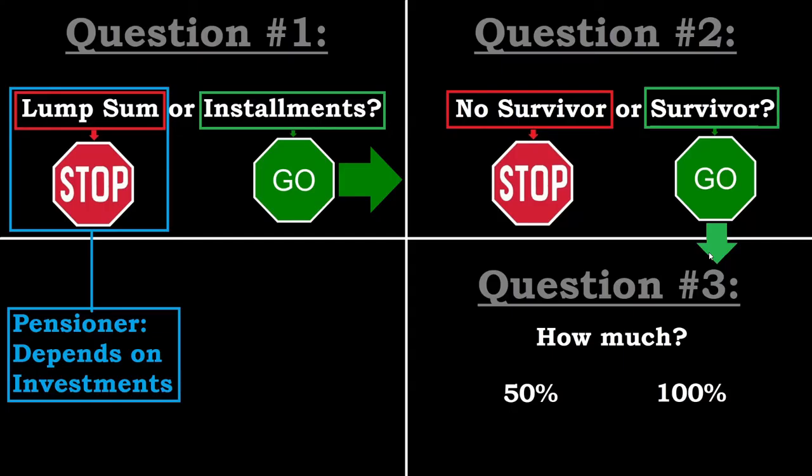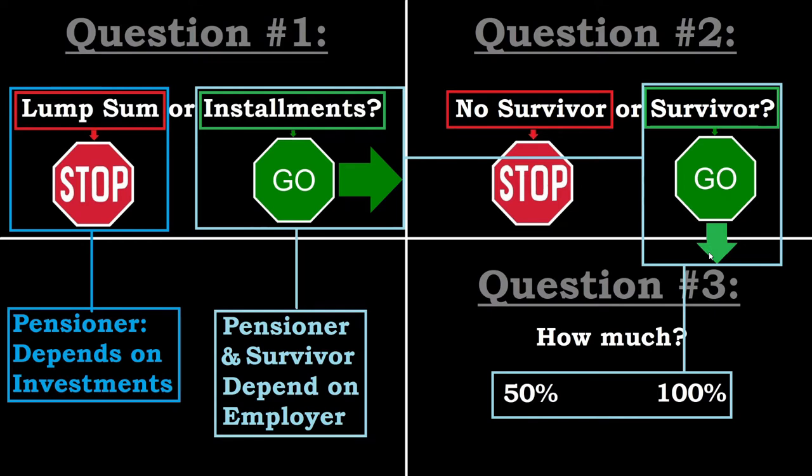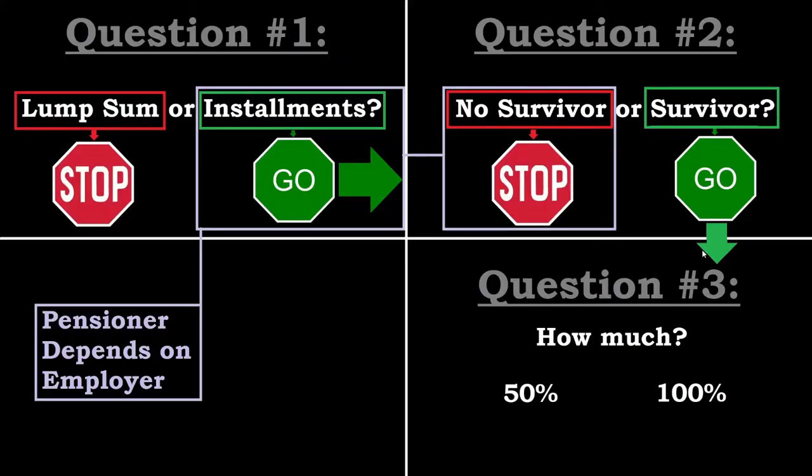Let me summarize what we've seen so far. If you take the lump sum, you're basically saying that you want to depend on your investment portfolio. On the other hand, if you select installments and survivorship, you're basically saying you want to depend on your employer, not just for your income, but for your beneficiary after you pass. So where does the Pension Max idea fit in? The Pension Max is going to fit in if you select installment payments for yourself and no survivorship.